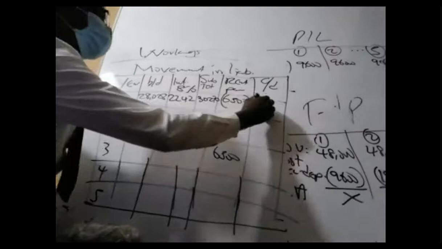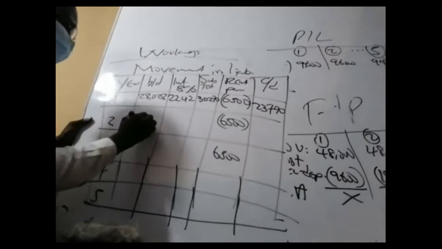So at the end of the day, the closing total is 3,270. We pay 6,500. That leaves 23,770, so that's the balance left for us to clear. This balance will become the opening balance for the next period, and you still charge your interest on it, to the nearest amount.